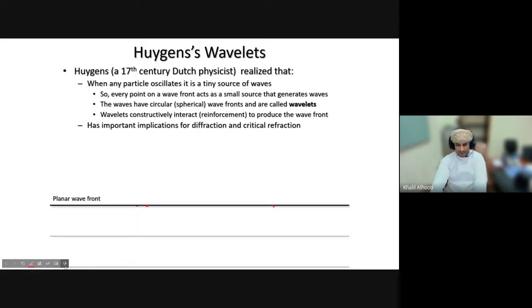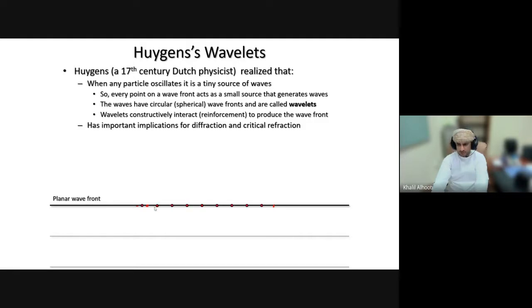It was here, it moved here, then at a later time, it moved here. That's the wave front moving in a planar manner. And at some point it arrived at this point.